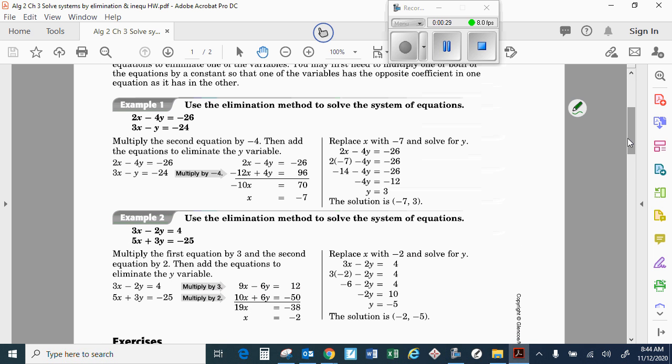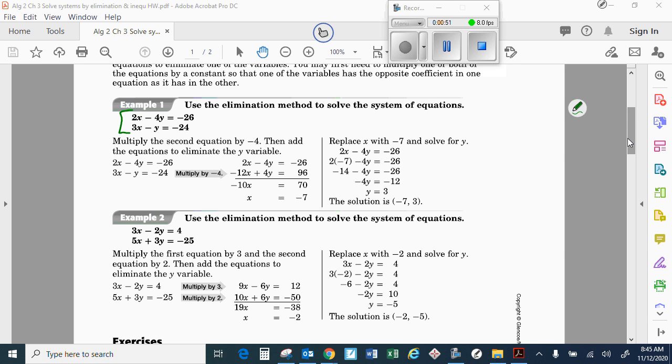So let's look at this first example. When we use the elimination method, we want both equations written in standard form: Ax plus By equals C, and A, B, and C are integers. We do not have to have A being greater than 0, which is usually a condition for standard form. Okay, we just need A, B, and C to be integers to make it nice and easy for us.